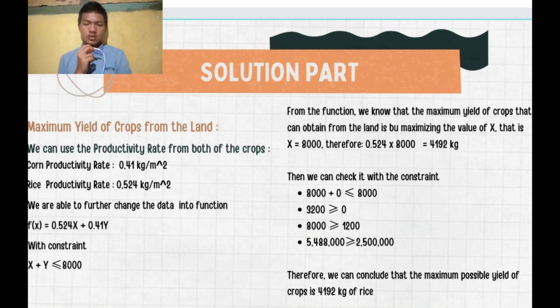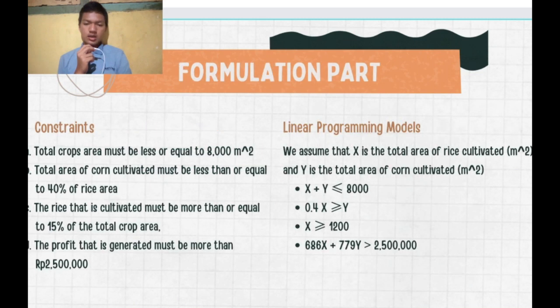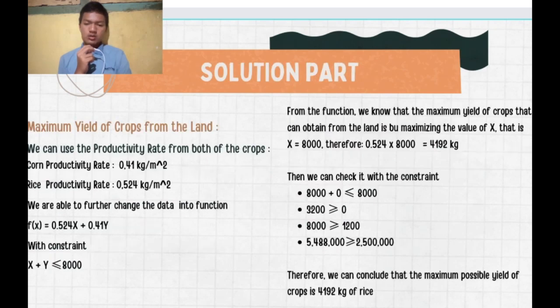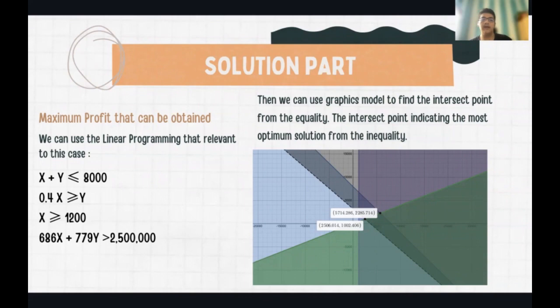Then we can check it with the constraints, like we know before. x plus y is less than or equal to 8,000. 40% of x is more than or equal to y. x is more than or equal to 15% of the total crop area, and the profit that is generated must be more than 2,500,000 rupiah. Therefore, we can conclude that the maximum possible yield of crops is 4,192 kilograms of rice. And the next is about maximum profit that can be obtained.